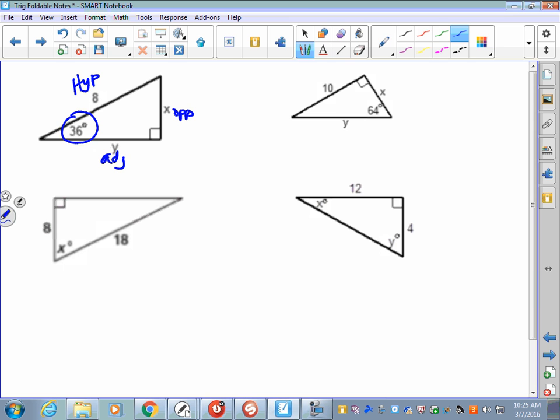You have to focus on the sides that you're going to use to solve. So if I'm going to solve for x, that means I use the variable x and a given side. The only given side I have is the 8. So I'm looking at opposite and hypotenuse. What trig function deals with opposite and hypotenuse? Yeah, sine.